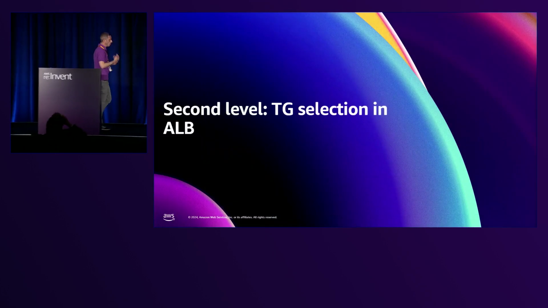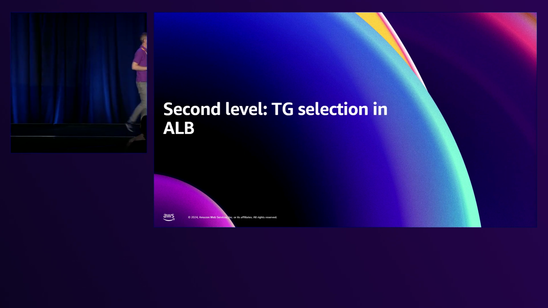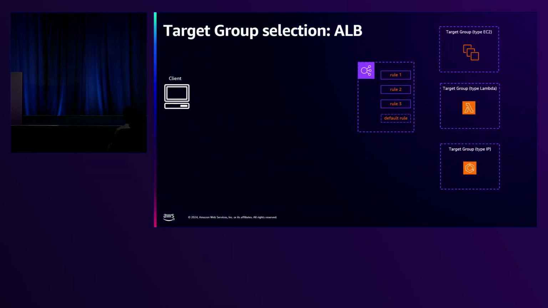Now, let's move to the second level of decision, and this is regarding the target group selection. I'm going to focus only on application load balancer, because with the other products, network load balancer and gateway load balancer, the selection of the target group is actually fixed based on the listener that receives the traffic. This is because customers can only configure one target group behind a single listener. While with application load balancer, this is not true. Customers can configure multiple target groups behind the same listener, and then they can leverage rules for these listeners.